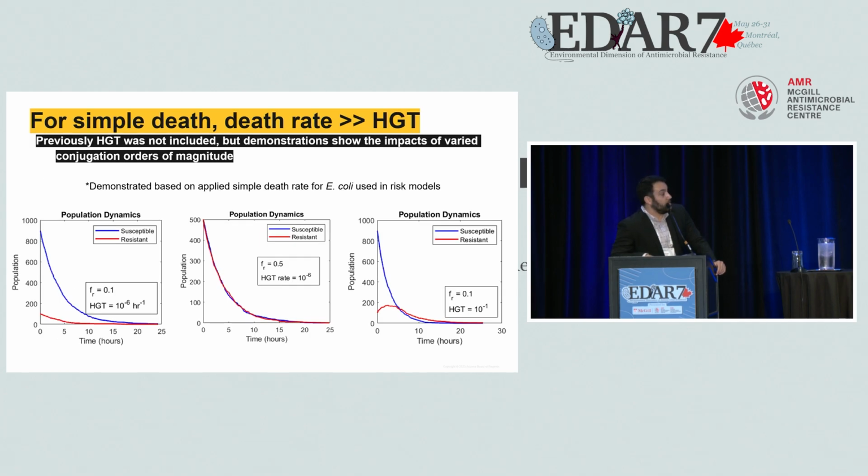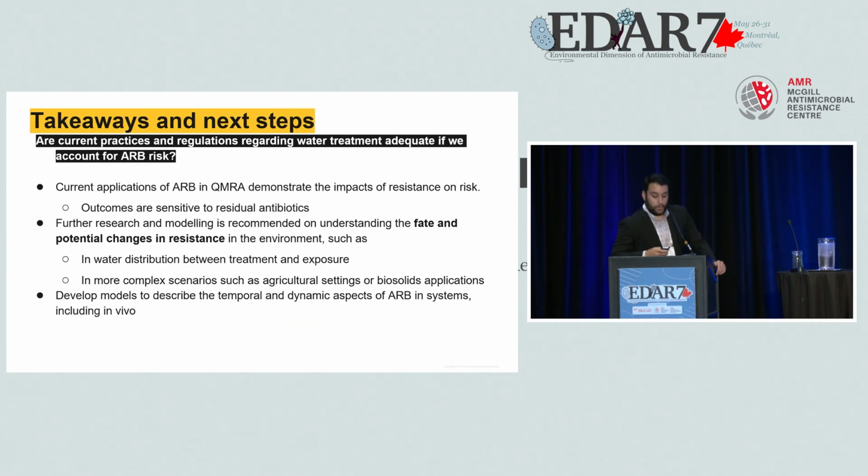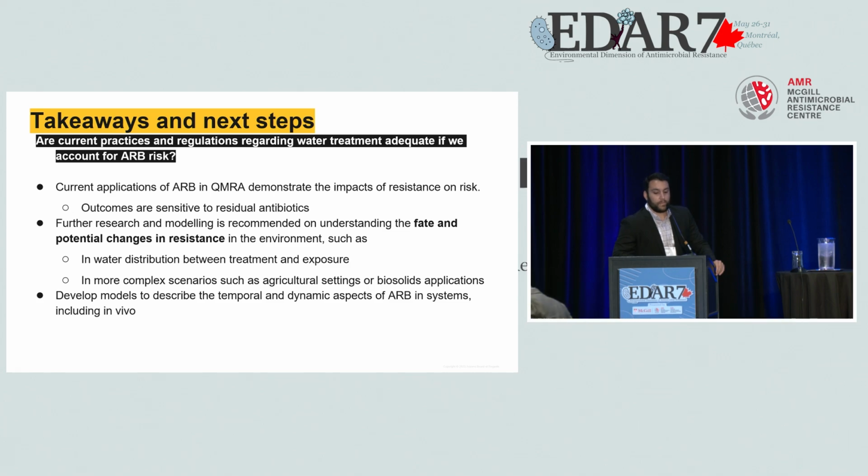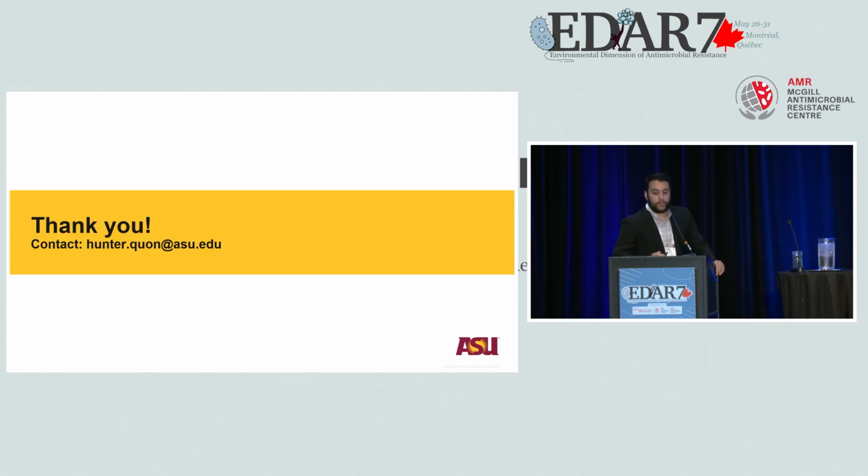And I just want to briefly say that this was another demonstration I did where I included HGT, or horizontal gene transfer, in a simple death model, basically just to show that only on the right side, where we increase the HGT rate by several orders of magnitude, did it play a role. So I just want to say that there is room for all of these other resistance parameters, such as gene transfer, to be included in dose-response models, but a lack of data is currently hindering that, I would say. I'll skip my takeaways and next steps because I believe I covered all of them and I'm out of time.